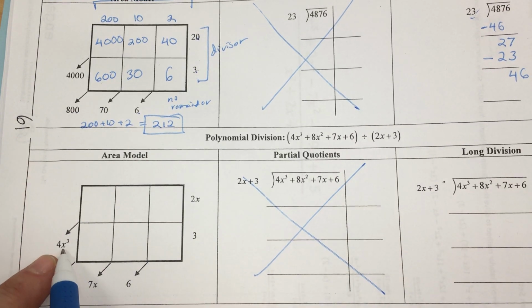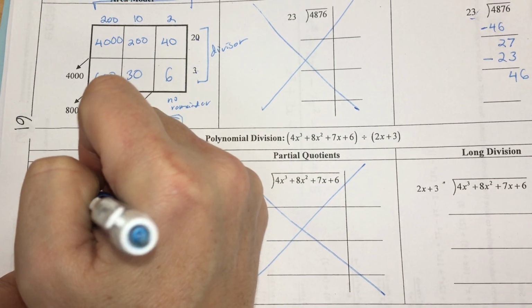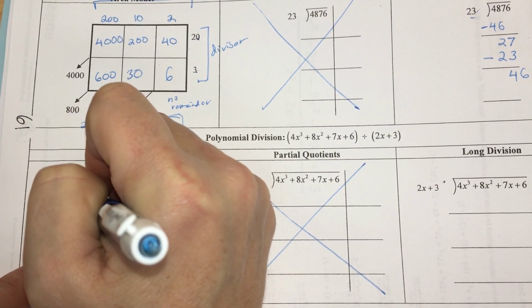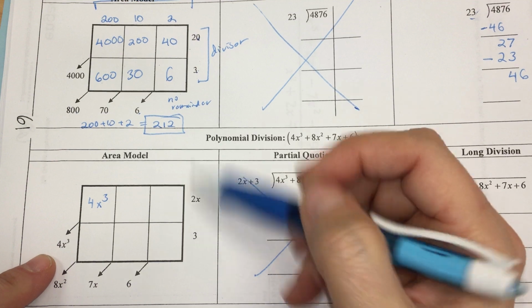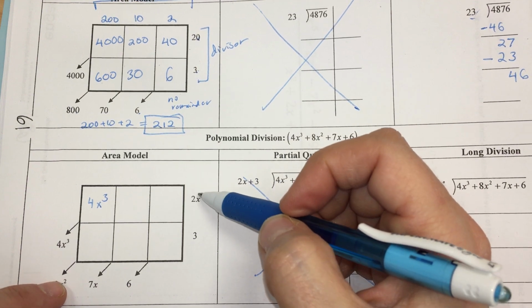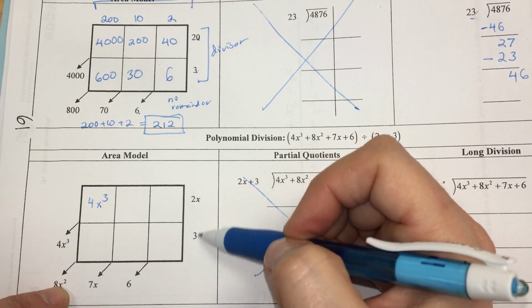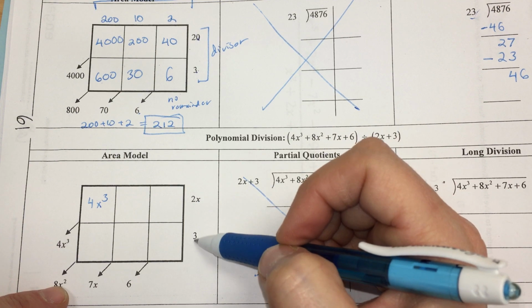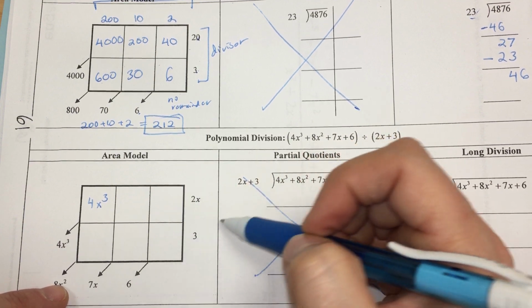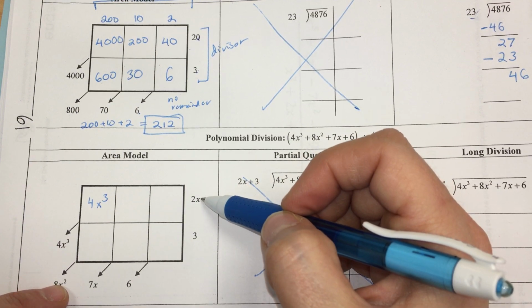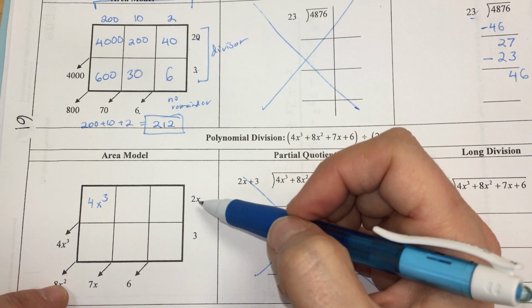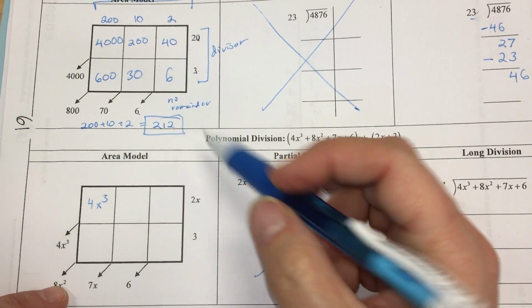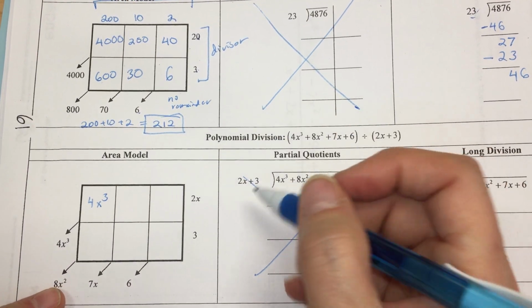So I'm going to start by taking my 4x to the third and putting it in this box. Now I want to point out, because you're going to have to draw these boxes yourself in the homework, you just need to make sure that whatever your divisor is, that it's in standard form. So like if this was x squared plus 3, I would definitely need a row for 0x. But because this is just a linear divisor, 2x plus 3, I don't need any other rows. It doesn't need to be a perfect square. It can be a rectangle.